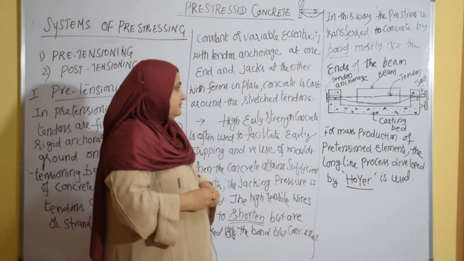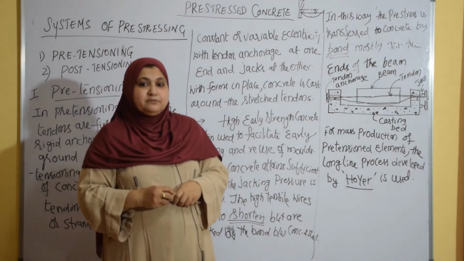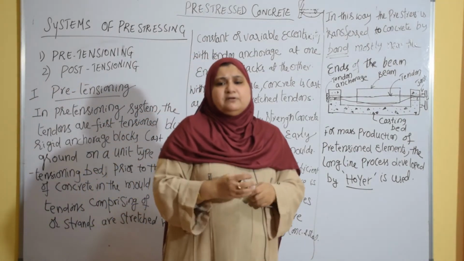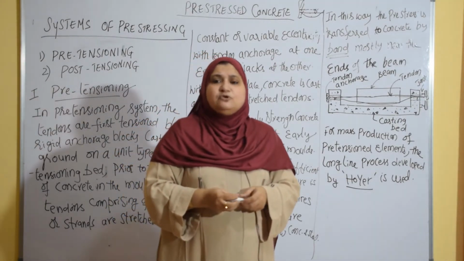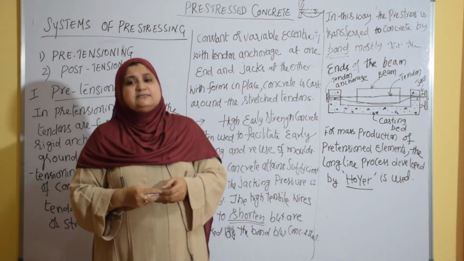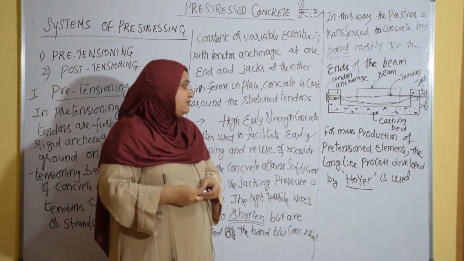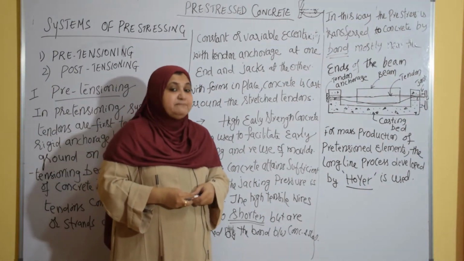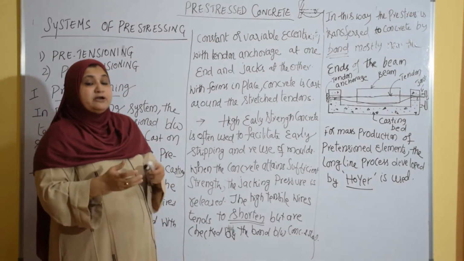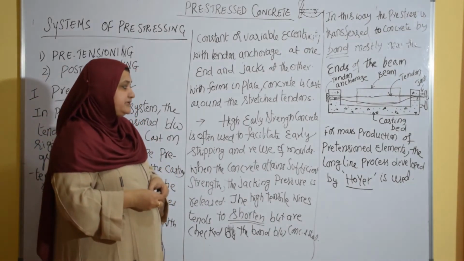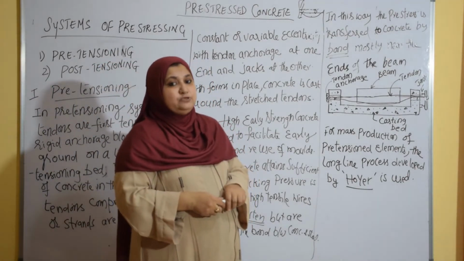For mass production, this is how we can produce a single beam. But each time you cast one beam, it will take a lot of time, right? If you visit precast industries, you will see it is mass production. So for mass production of pre-tensioned elements, not just beams but a pipe, a pole, a beam, or a slab, the long line process developed by Hoyer is used.